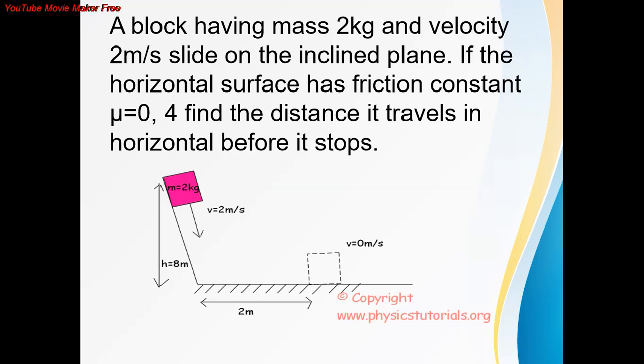In this numerical, there is a block having mass 2 kg, and it has a velocity of 2 meter per second. It is sliding down this inclined plane with a velocity of 2 meter per second. The horizontal surface has a friction constant mu equal to 0.4. The coefficient of friction between this mass and this surface is 0.4. Find the distance it travels horizontally before it stops.